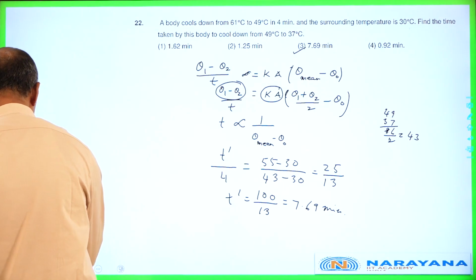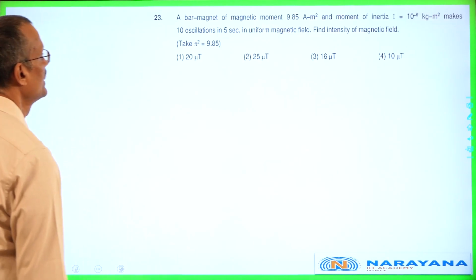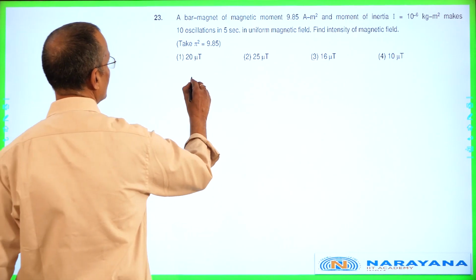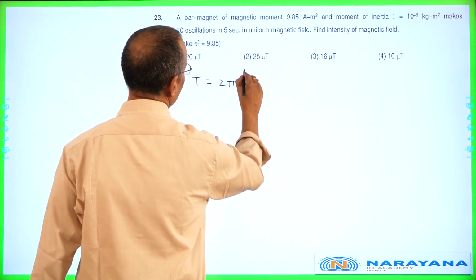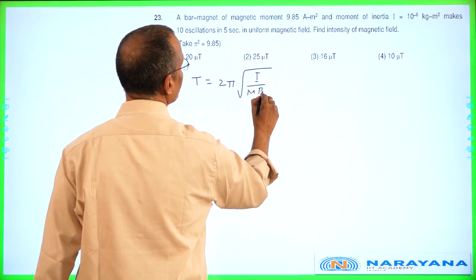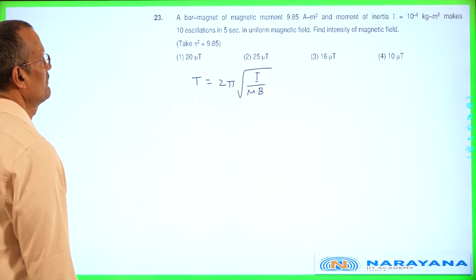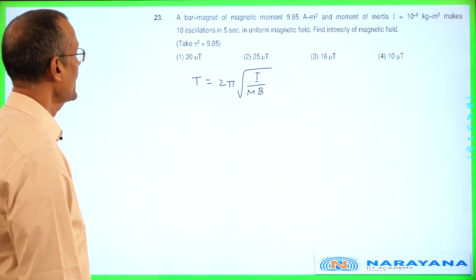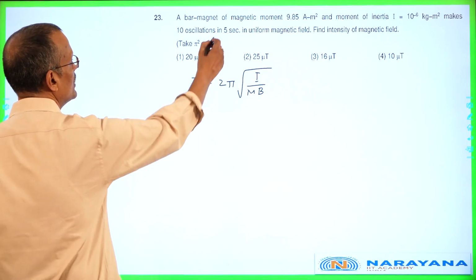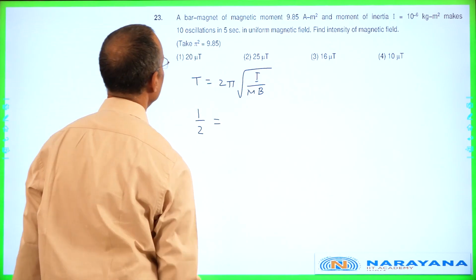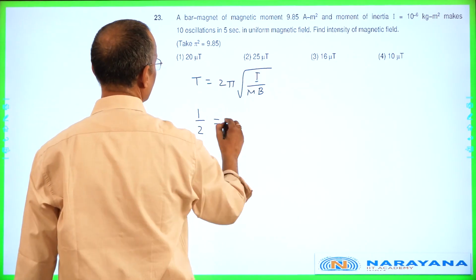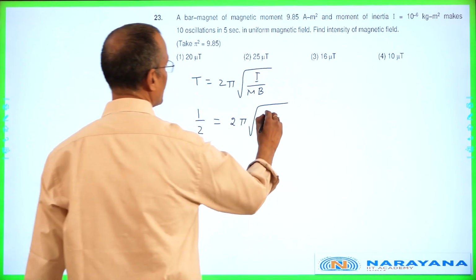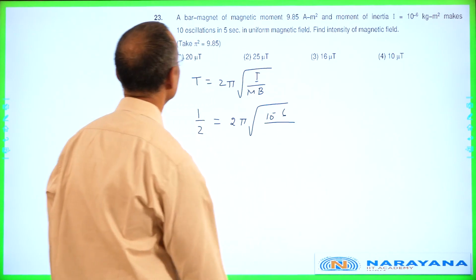Now, I am moving to question number 23. A bar magnet, this is an oscillation magnetometer problem. They are asking you B. You know that T equal to 2 pi under root I by MB. Everything they are giving you. They have given you 10 oscillations in 5 seconds. Okay, the time period, time taken to complete one oscillation, is 5 by 10, this is 1 by 2.